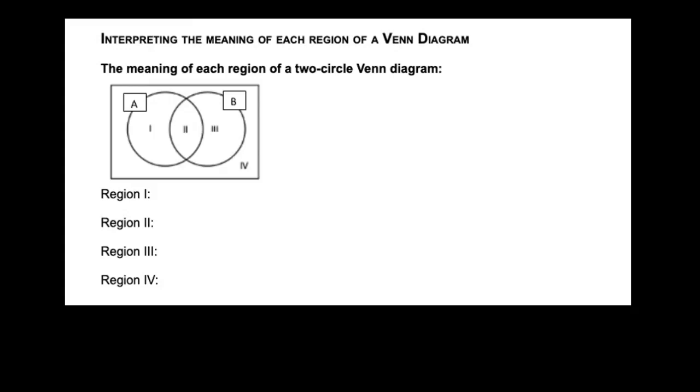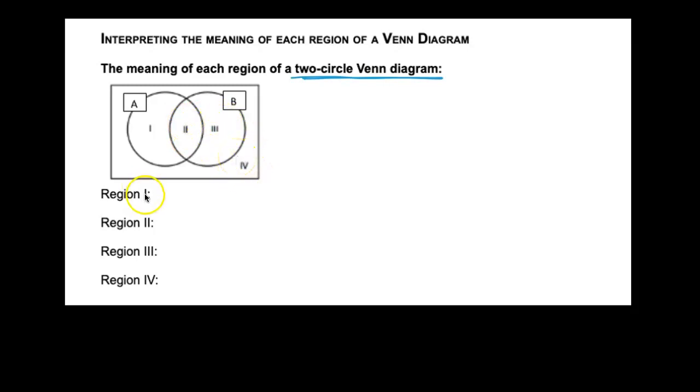In this video, I'm going to talk about how to interpret the meaning of each region of a Venn diagram, and we're only going to look at a two-circle Venn diagram in this video. In the next video, we'll talk about a three-circle Venn diagram. So if we look at this two-circle Venn diagram, we've got circles A and B, they're overlapping, and when they overlap, we end up getting four regions. So there's region 1, 2, 3, and then 4.